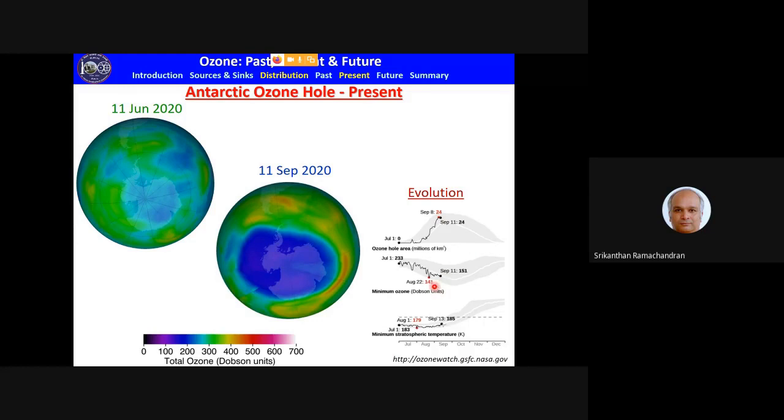And the temperatures here, for example, the minimum ozone touched about 140, and then in September it was about 150 Dobson units. The polar stratospheric temperatures, for example, are now lower than 195. You can see that these are much lower than the 195 degree line.